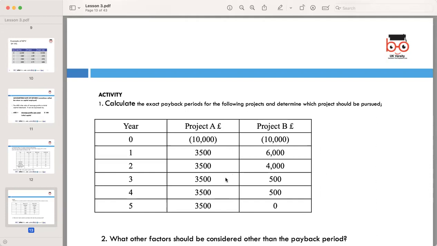For project A, the payback period is 3 years. So that means 10,000 plus 35 plus 35, it's 3 years. For project B, the payback period is 4 years, so 10,000 plus 6,000 plus 4,000 plus 500. Therefore, based on the payback period, project A should be chosen as it has a shorter payback period than project B.